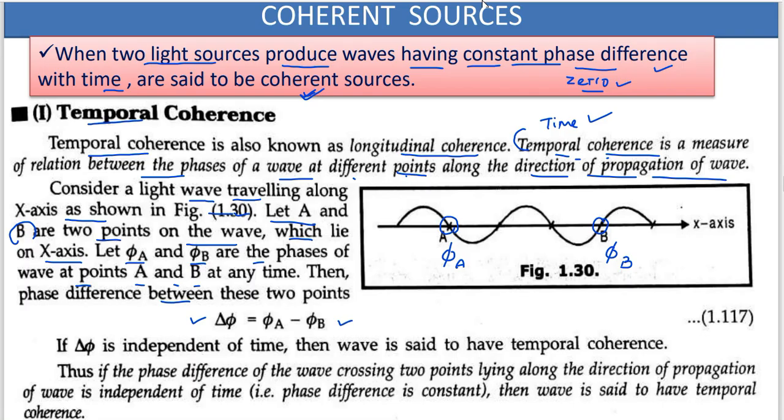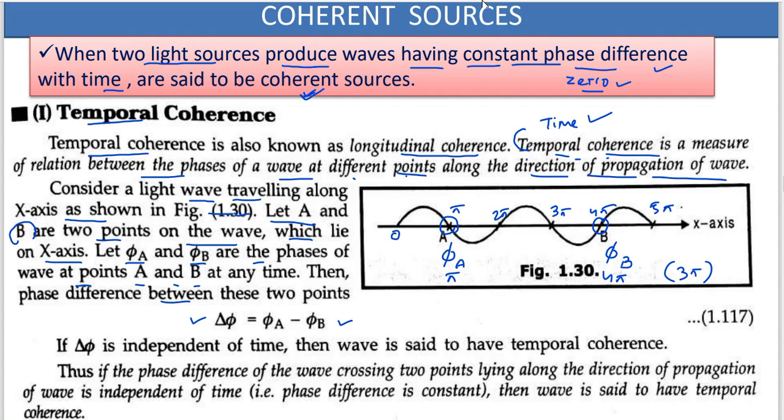Suppose at this point the phase is 0, this point is pi, this point is 2 pi, this point is 3 pi, this point is 4 pi, this point is 5 pi. So take an example, these are the phases of the wave at different points. At point A, what is the phase? That is pi. And what is the phase at point B? That is 4 pi. Then what is the difference? Difference is 3 pi. Or if we take minus 3 pi, the modulus is plus 3 pi.